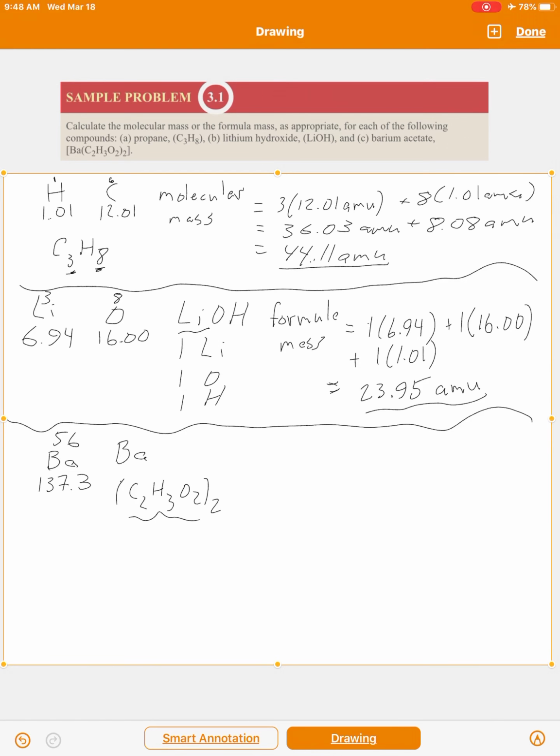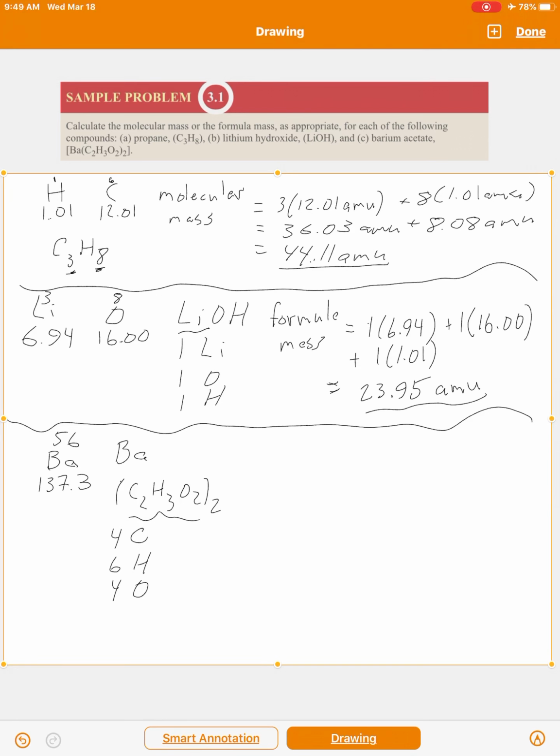So if there's 2 acetates and each acetate has 2 carbons, that would give us a total of 2 times 2, or 4 carbons. What about the hydrogen? Each acetate has 3 hydrogens, but there's 2 acetates, so 3 times 2 is 6 hydrogens. Each acetate has 2 oxygens, but there are 2 acetates, so that's a total of 4 oxygens. So now we have 1 barium, 4 carbon, 6 hydrogen, and 4 oxygens.